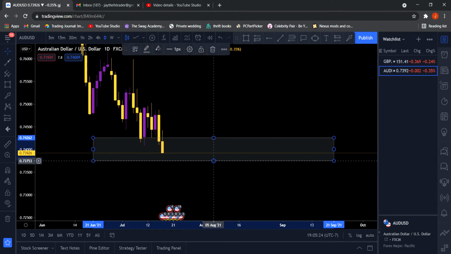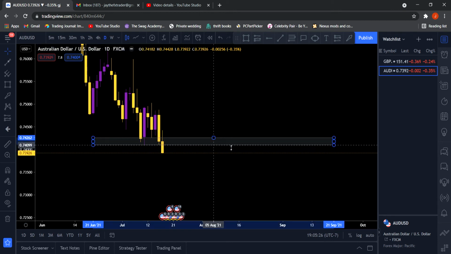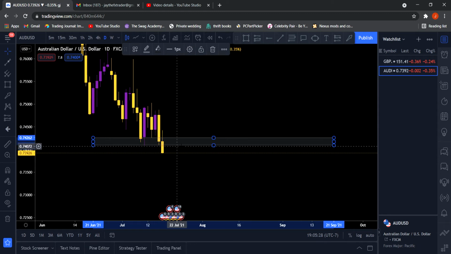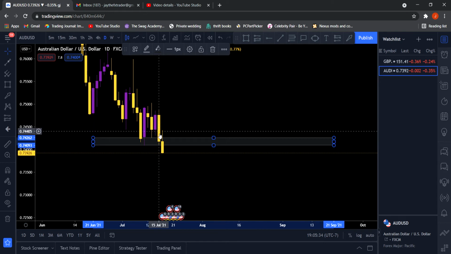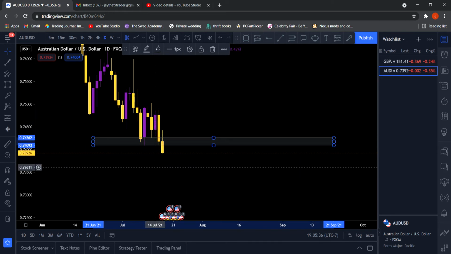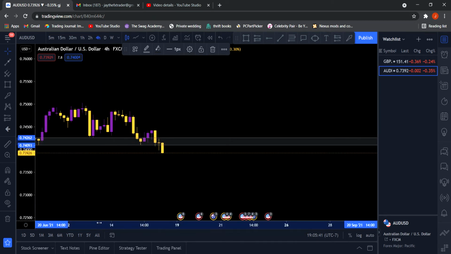So I'm gonna mark this up. Cause you see it was failing to break this zone right here for 1, 2, 3, 4, 5, 6 days, and then on the seventh day it just broke below. Let me look at it clear on the 4 hour.